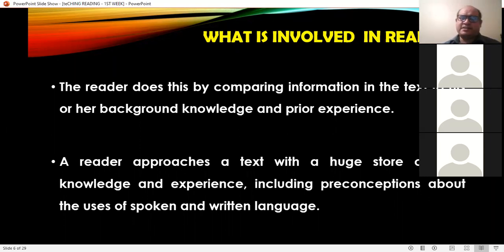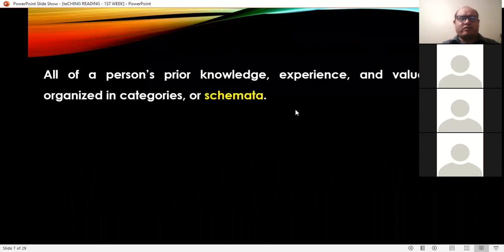So again, here it says that we are going to use our knowledge, our experience, all right? And also what we know about the uses of spoken and written language. So here we are going to compare the previous knowledge, the background knowledge that we have, or experiences, or the knowledge related to the uses of spoken and written language, all right? So this is one of the steps of what is involved in reading. Now, let's pass to another one.